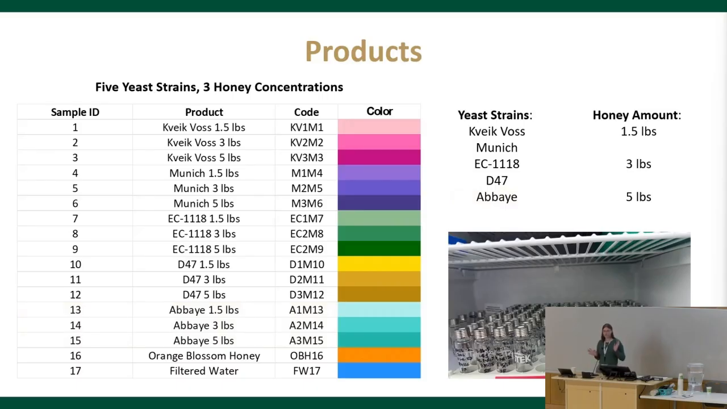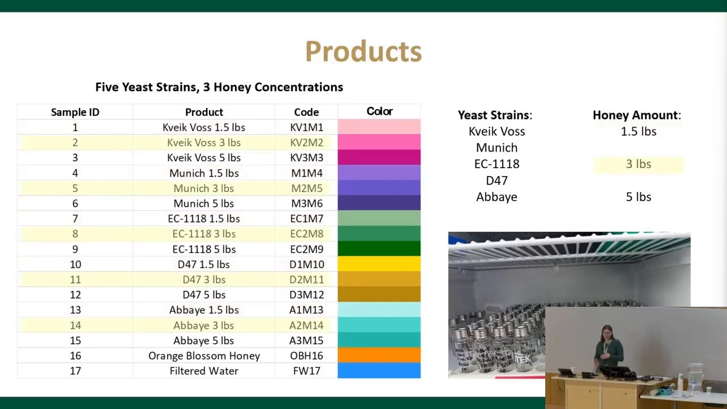They also used 3 different starting concentrations of honey throughout this experiment. The first one was 1.5 pounds per gallon. This is known to produce a hydromel or low alcohol mead, and it was thought that most of the yeast strains under these conditions would finish dry, meaning they would be able to consume all of the sugar.